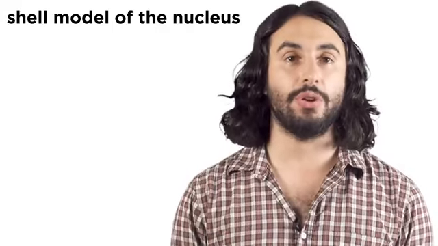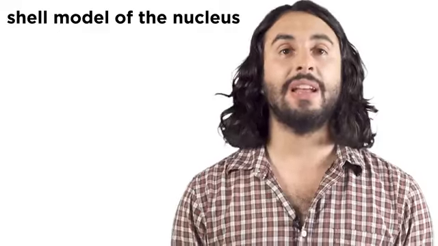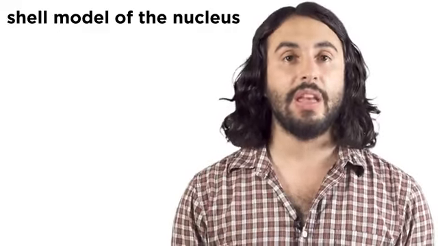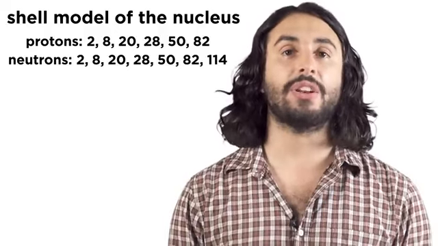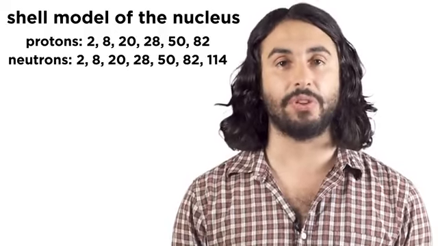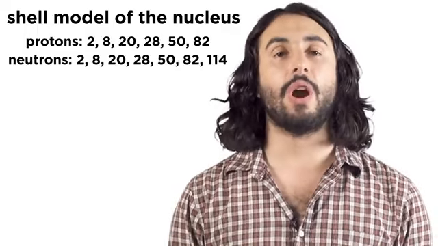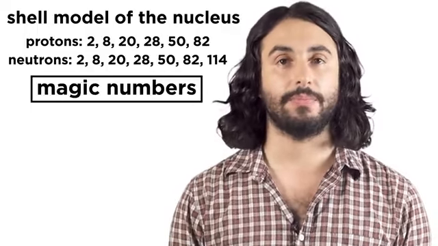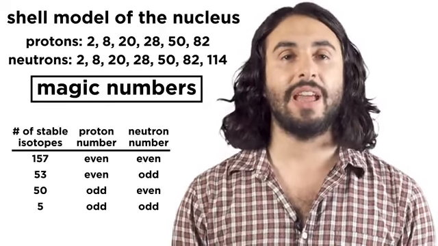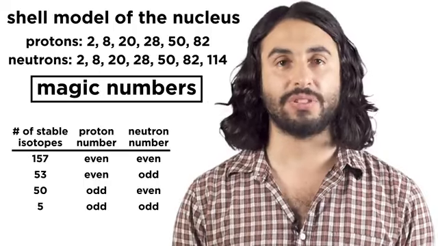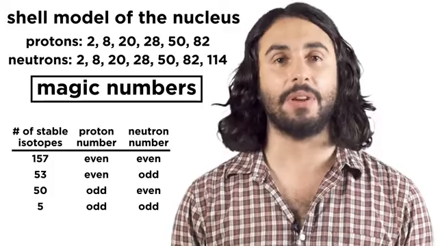The shell model of the nucleus describes nucleons as existing in levels or shells, kind of the way electrons do. As it happens, there are so-called magic numbers for each nucleon that correspond to a special type of stability, kind of like a full valence shell of electrons. These are the magic numbers. In addition, most stable isotopes of a given element have even numbers of both protons and neutrons, and most of the rest have at least one of them in even numbers.